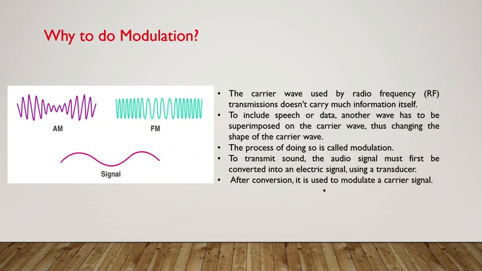Now, why do modulation? The carrier wave used by radio frequency transmission does not carry much information itself. To include speech or data, another wave has to be superimposed on the carrier wave, thus changing the shape of the carrier wave by modulation. The process of doing so is called modulation, and to transmit sound, the audio signal must first be converted into an electric signal using a transducer. After conversion, it is used to modulate a carrier signal.